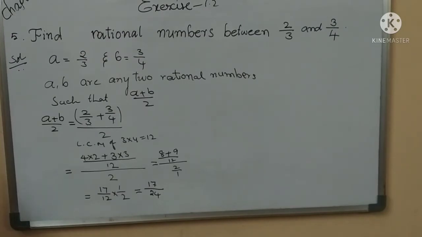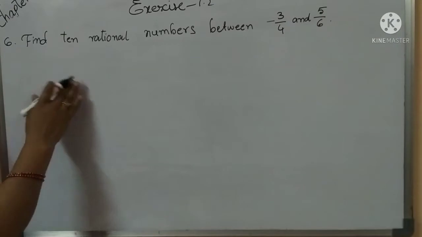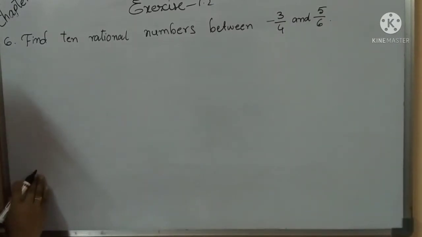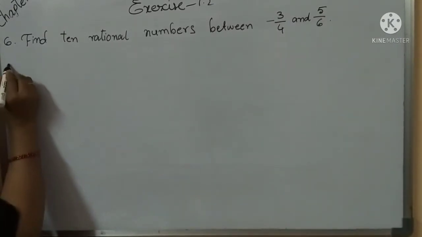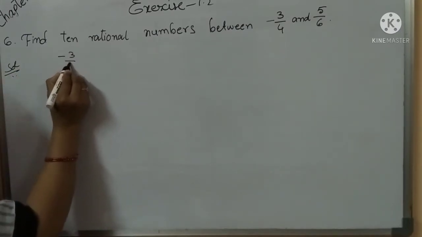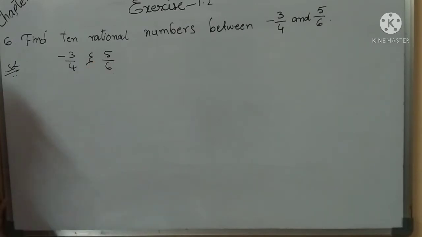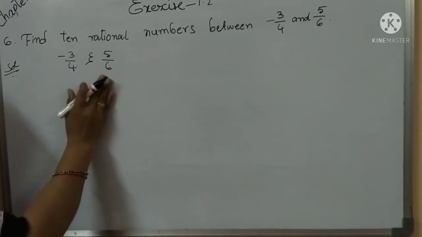Okay. Next, sixth question. Find 10 rational numbers between minus 3 by 4 and 5 by 6. So here observe: find 10 rational numbers between minus 3 by 4 and 5 by 6. Given the rational numbers minus 3 by 4 and 5 by 6, first we will find the LCM of the two denominators.